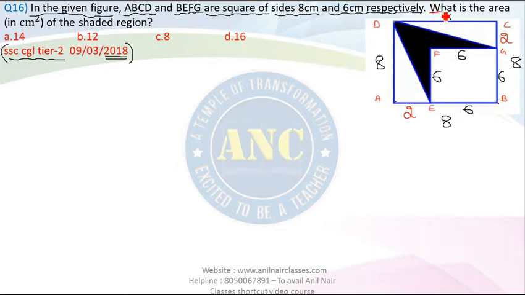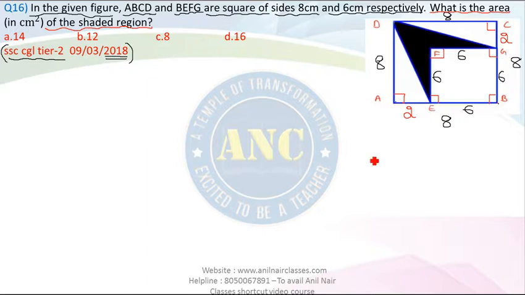Your question is, what is the area of the shaded region in square centimeters? This shaded region, the black color one, is what we are interested in finding the area of. Now see here, sir. ABCD is a square, so angle A is 90 degrees, angle B is 90, angle C is 90, angle D is also 90. Similarly, BGFE is also a square, angle E is 90, angle F is 90, angle G is also 90. I hope till here it is very clear for you people.